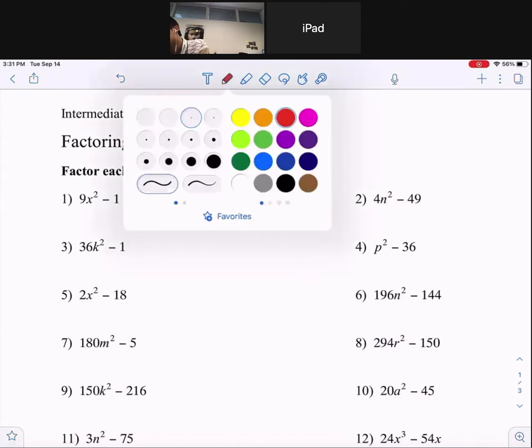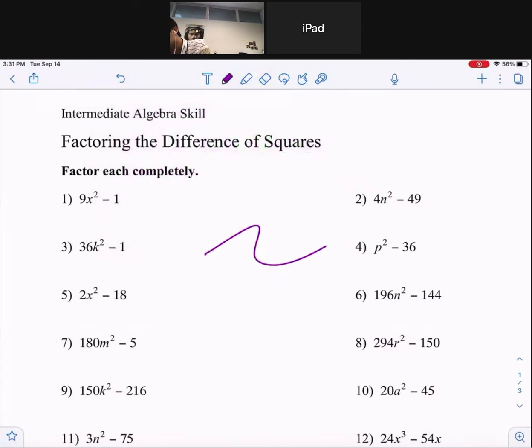So for number 1, remember in your notes, you have to see if there's two terms and a minus sign, right? And if both of these are perfect squares, which they are, since both of these are perfect squares, we can take the square root.